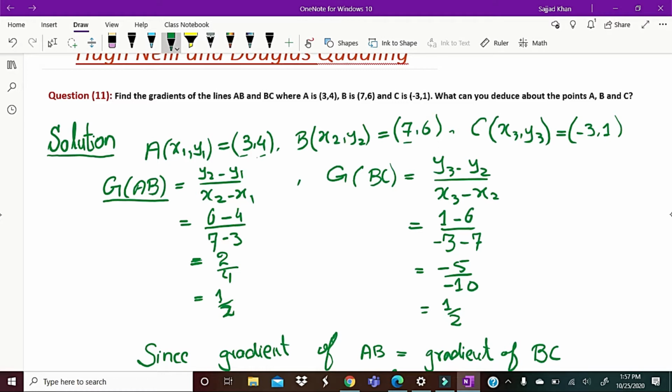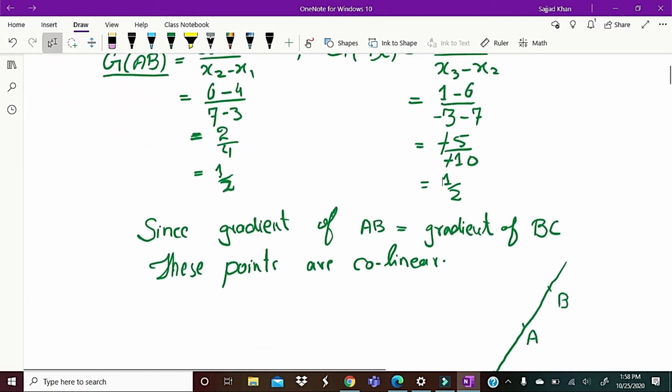Now to find out the gradient of B and C, we have to substitute the value of y3 minus y2 and x3 minus x2. So y3 is 1 and y2 is 6, so 1 minus 6. X3 is minus 3 and x2 is 7, so minus 3 minus 7. 1 minus 6 gives us minus 5, and minus 3 minus 7 gives us minus 10. Minus minus cancel, and 5 over 10 becomes 1 over 2. So we can see that the gradient of line AB and BC is the same. This means that the points are collinear.